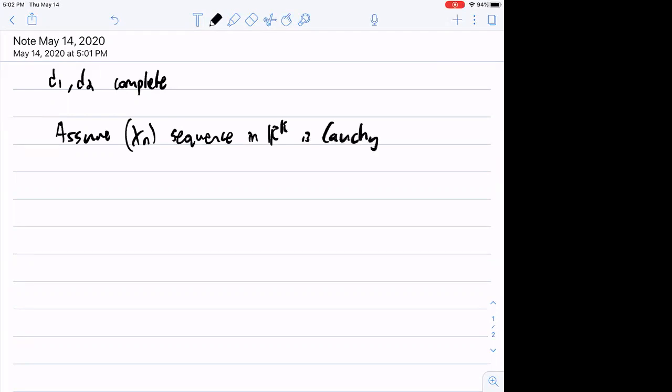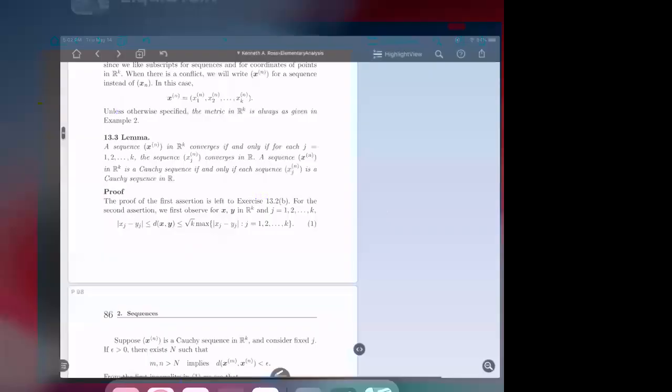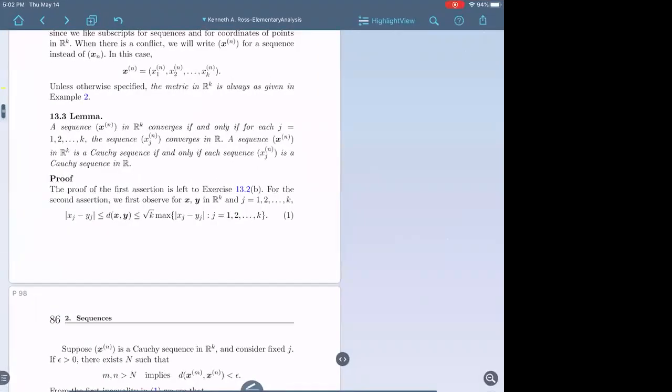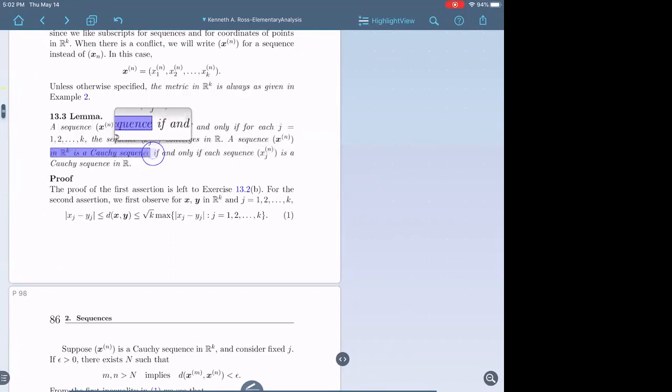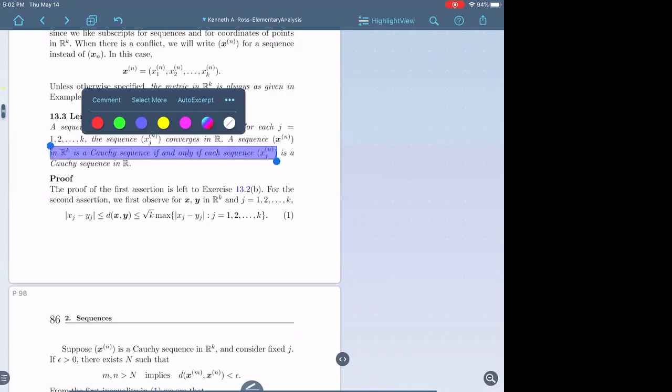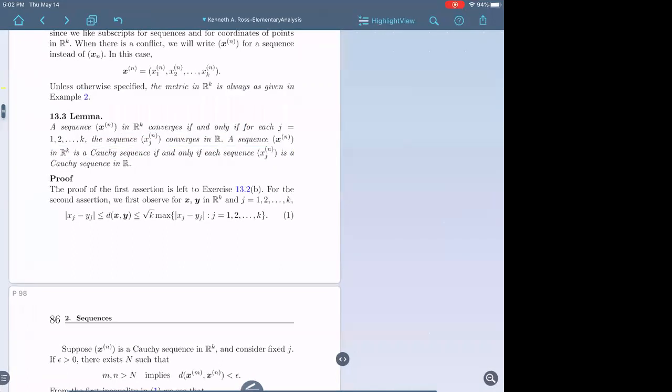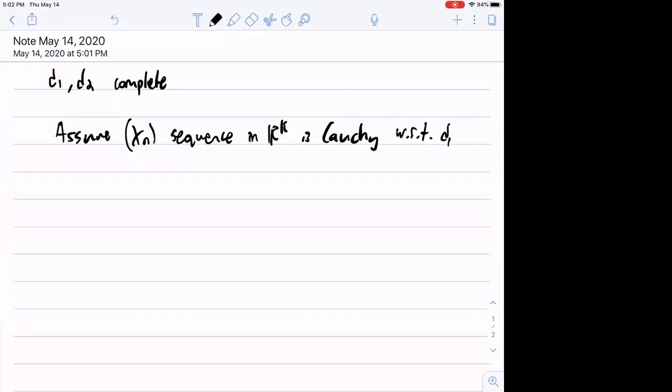To say it's Cauchy, you need a distance, right? So with respect to, let's say, D1 first. It doesn't really matter. So if you just read Lemma 13.3, I'm going to use the second sentence. So xn is Cauchy in R^k if and only if each component is Cauchy, and each component is in R. So it's basically saying it's Cauchy in R^k if and only if it's Cauchy in each component.